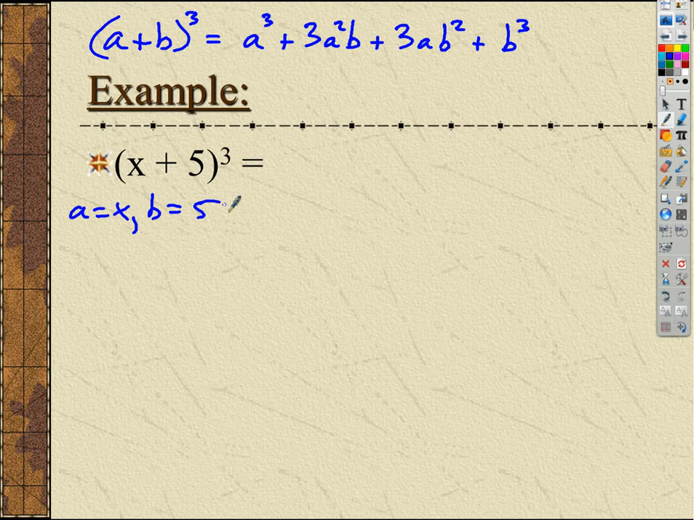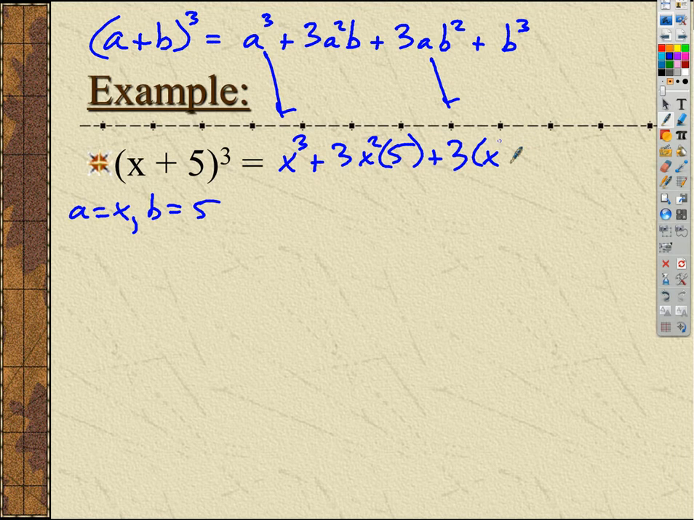That's it. Right, so we're going to get a cubed is just x cubed plus 3x squared times 5, right? Everybody see that? 3a squared times b, plus 3x times 5 squared, right? Because I got to square the b there, right? Plus b, which is 5 cubed. And now we have to just go back and simplify.